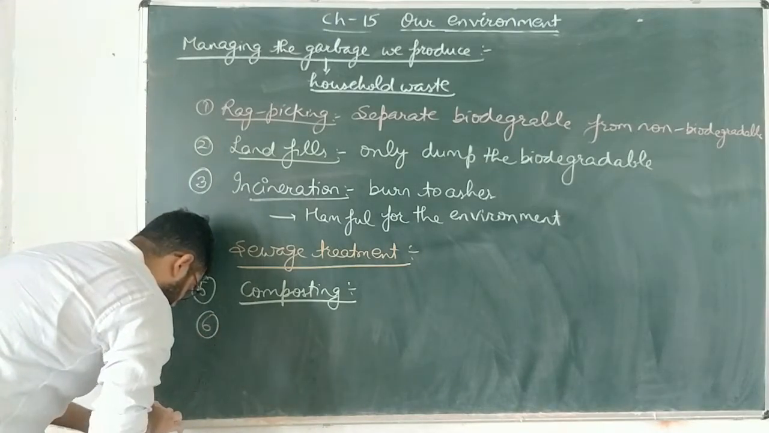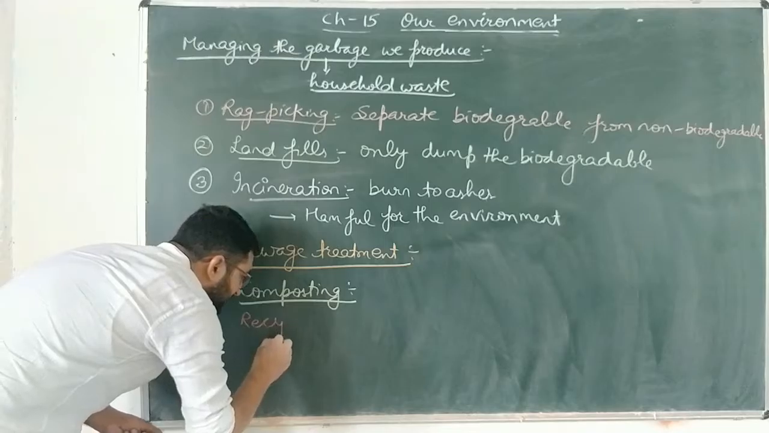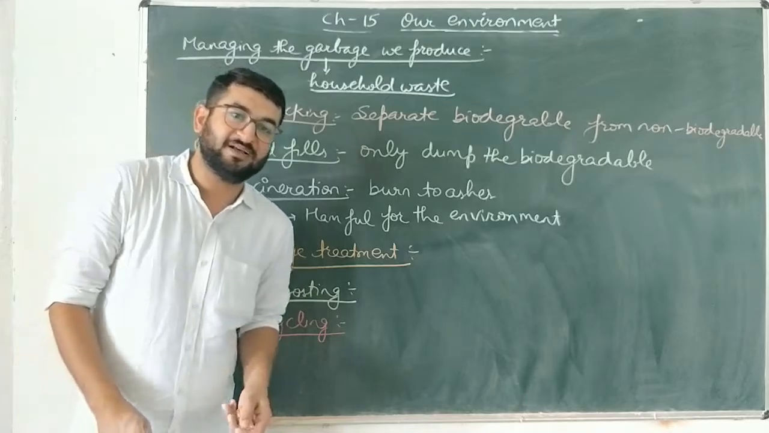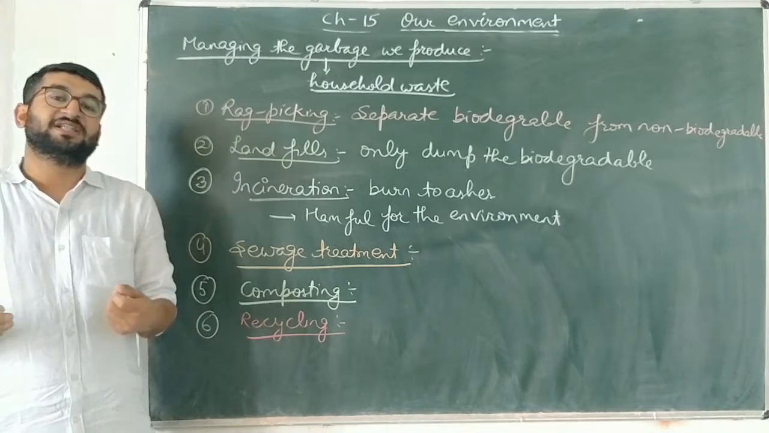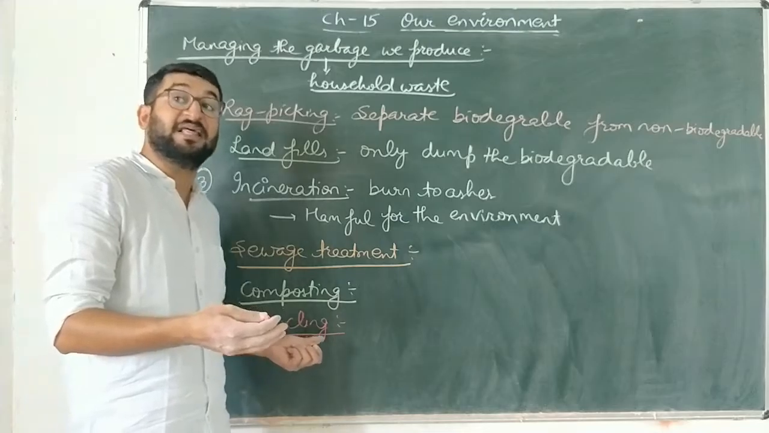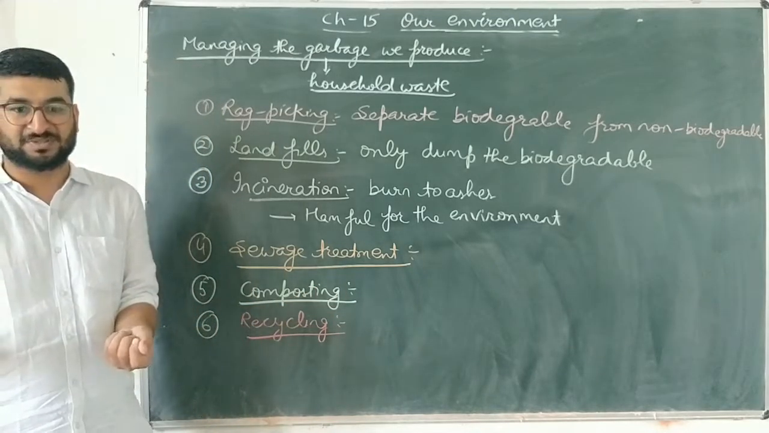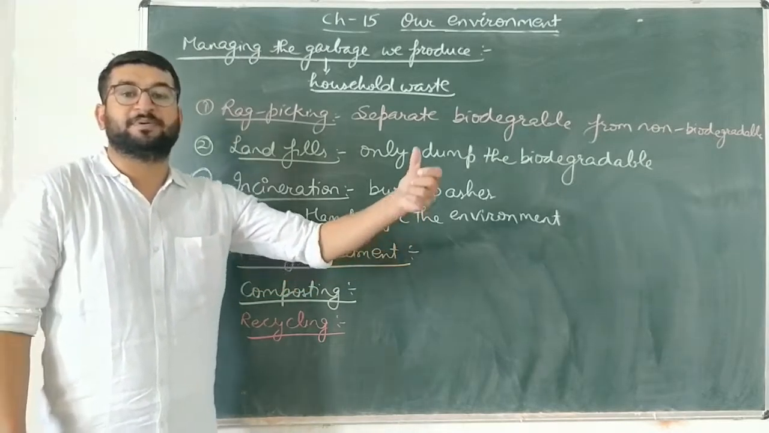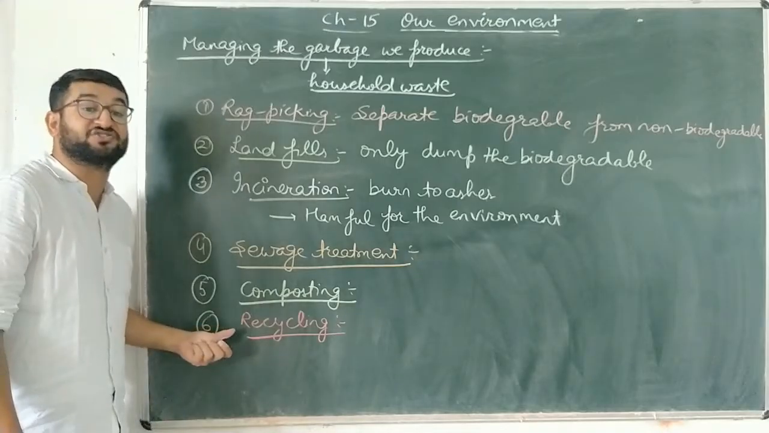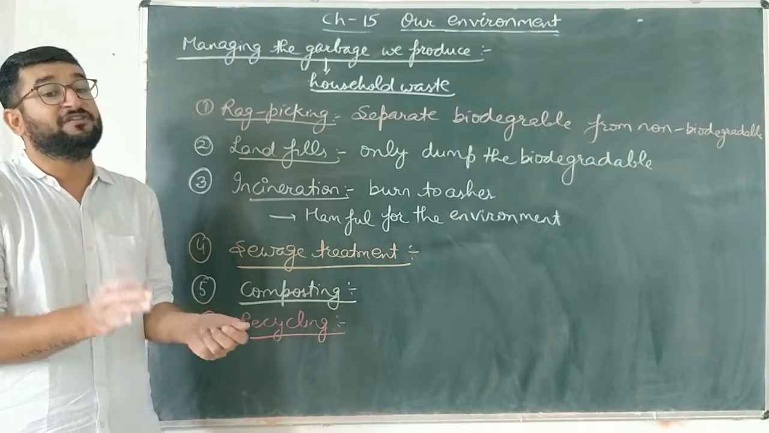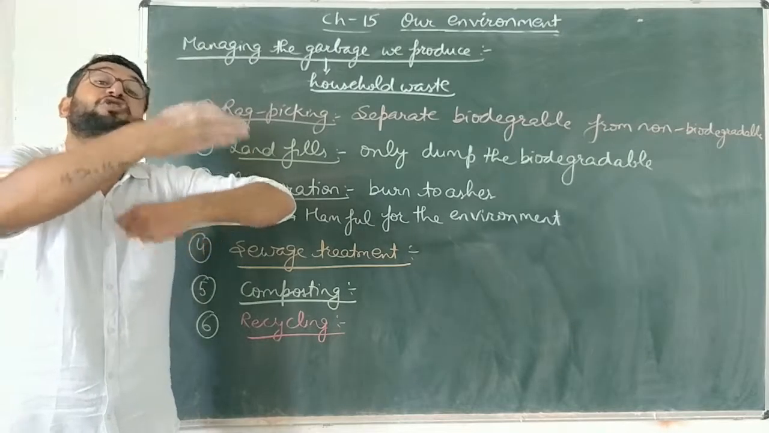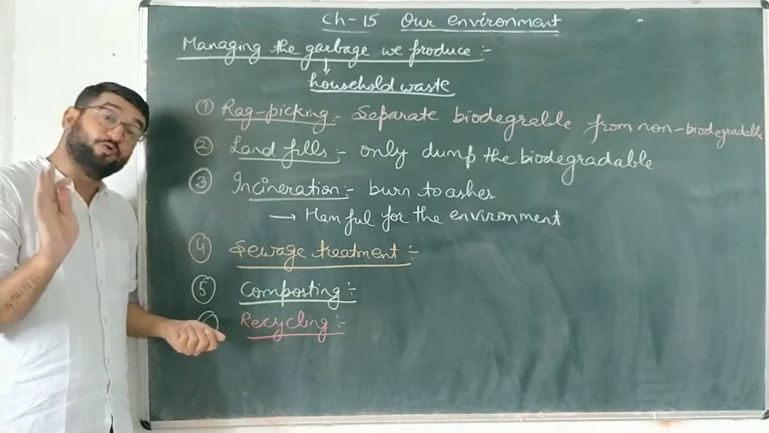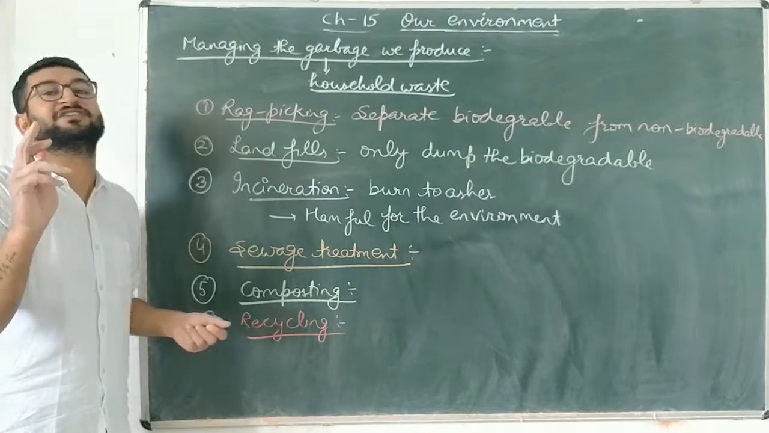The last one is recycling. What is recycling, beta? It is the method in which various materials which can be recycled, like plastic bags, plastic items, iron articles, are brought to the recycling industries, and those industries will first melt them and then again reform them into solid substances. So for recycling, we must first burn certain fuel. That is the only disadvantage of recycling, beta.